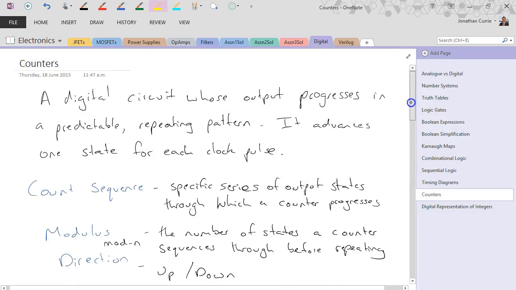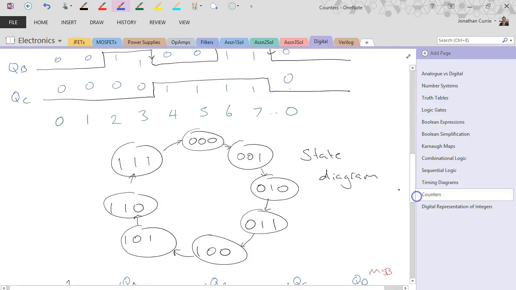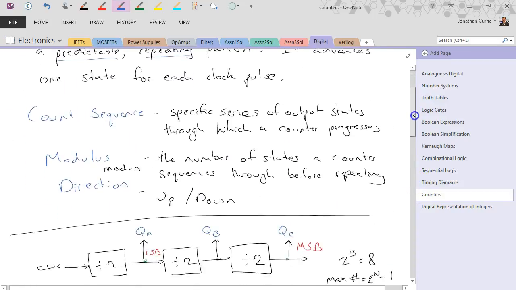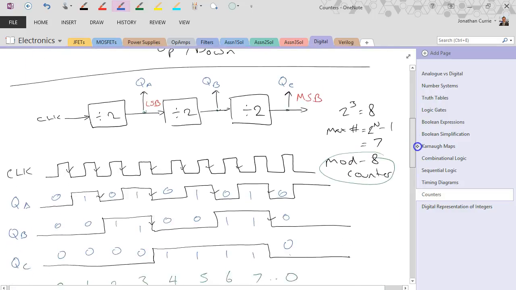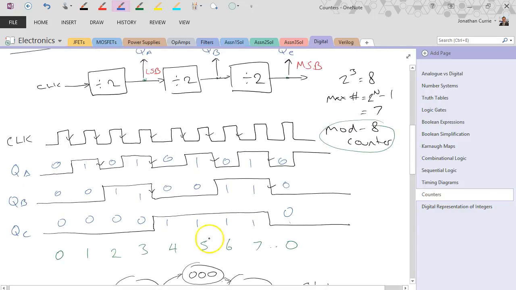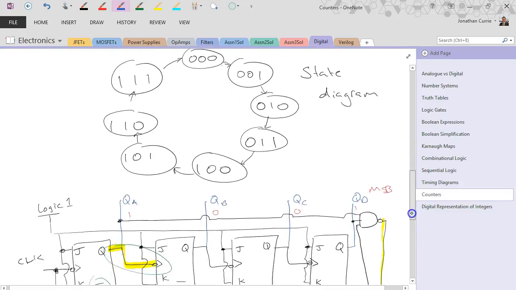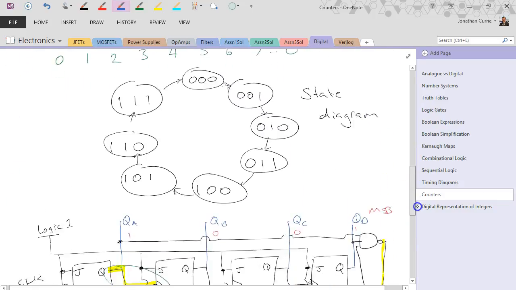So, quick summary. A counter is a digital circuit whose output progresses in a predictable repeating pattern. It advances one state for each clock pulse. State is basically one of these bubbles in our state diagram, one value of the counter. We went through the count sequence and modulus, and the modulus is basically how many count states we have. 0 to 7 is 8 states, 0 to 9 is 10 states, and so forth.